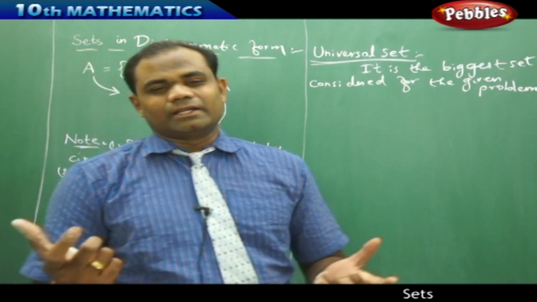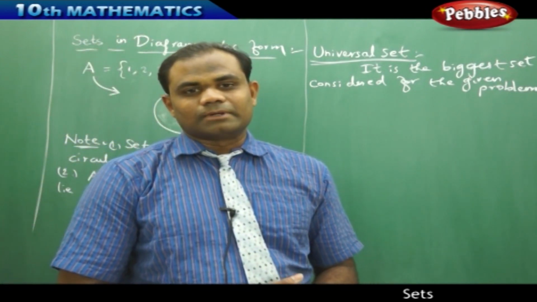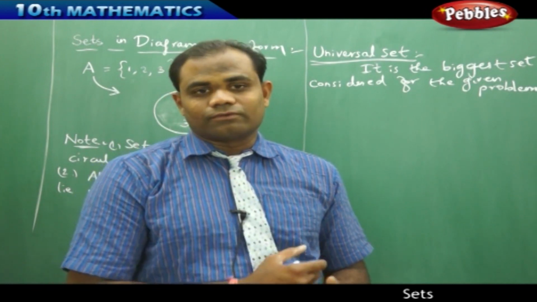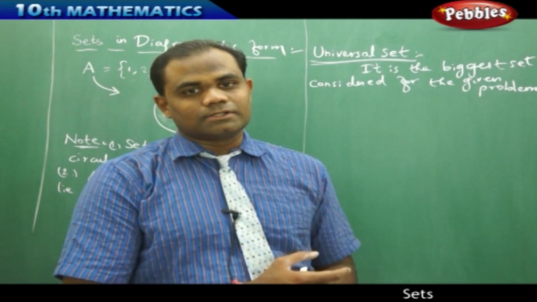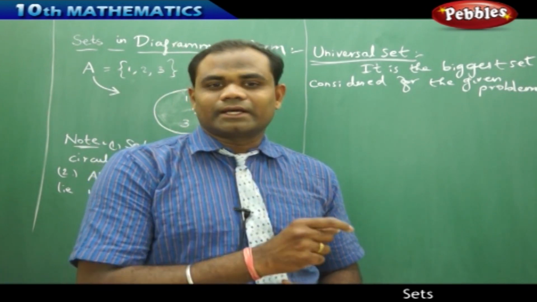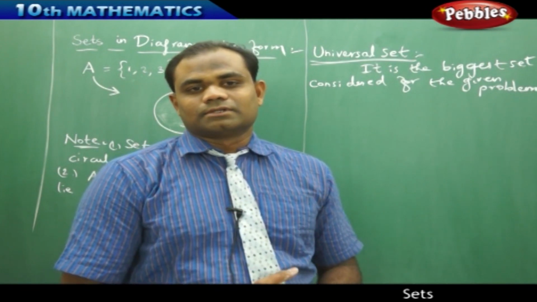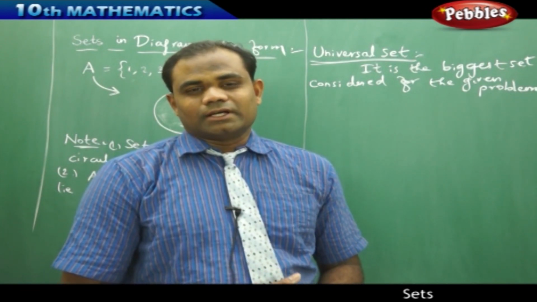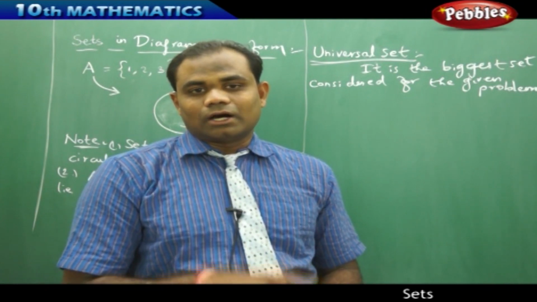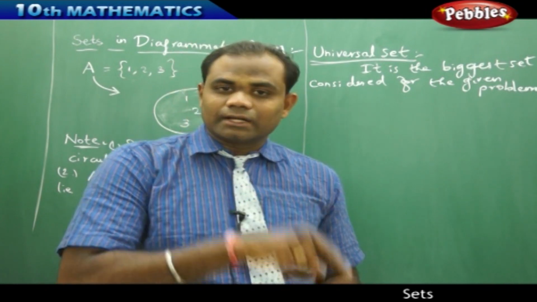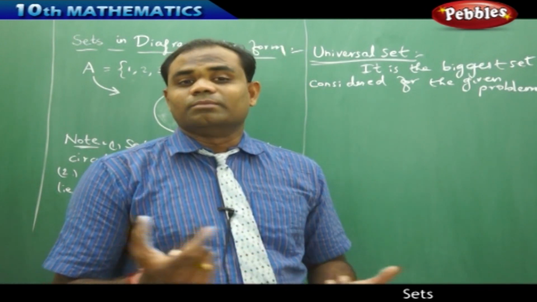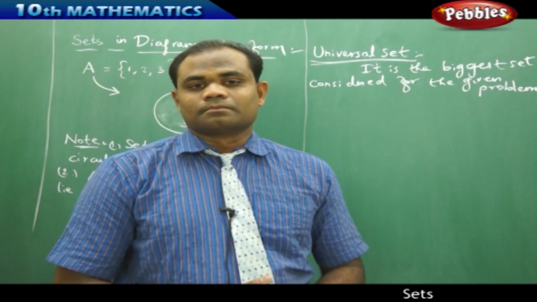Say for example, I take the set of natural numbers considered under real numbers, then the biggest set in case of natural numbers considered under real numbers is the real numbers. Therefore, the universal set in case of that example would be the real numbers. Or if I say considering the natural numbers under integers, then the biggest set in case of natural numbers under integers is the set of integers. Therefore, the universal set would be the set of integers.